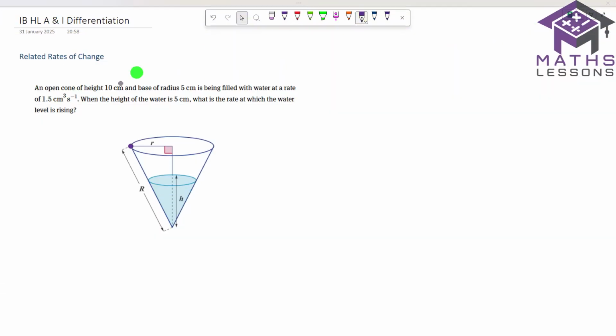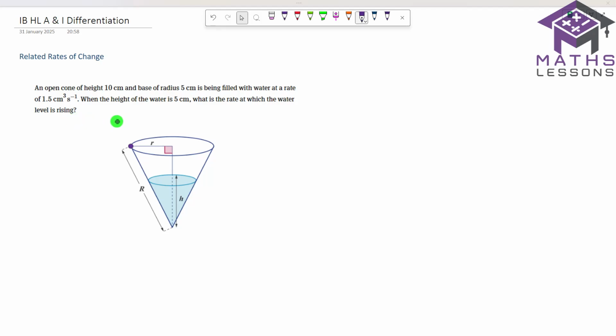Right, here we go. We're going to have a look at rates of change, and I'm going to do it for an example. We've got an open cone of height 10 centimeters and a base radius of 5 centimeters being filled with water at a rate of 1.5 centimeters cubed per second. And when the height of the water is 5 centimeters, what is the rate at which the water level is rising?